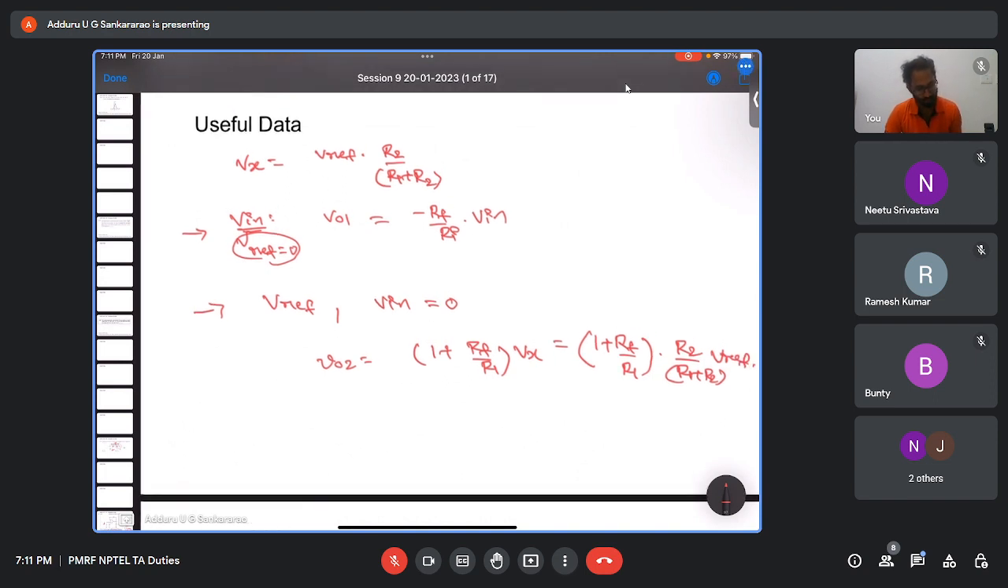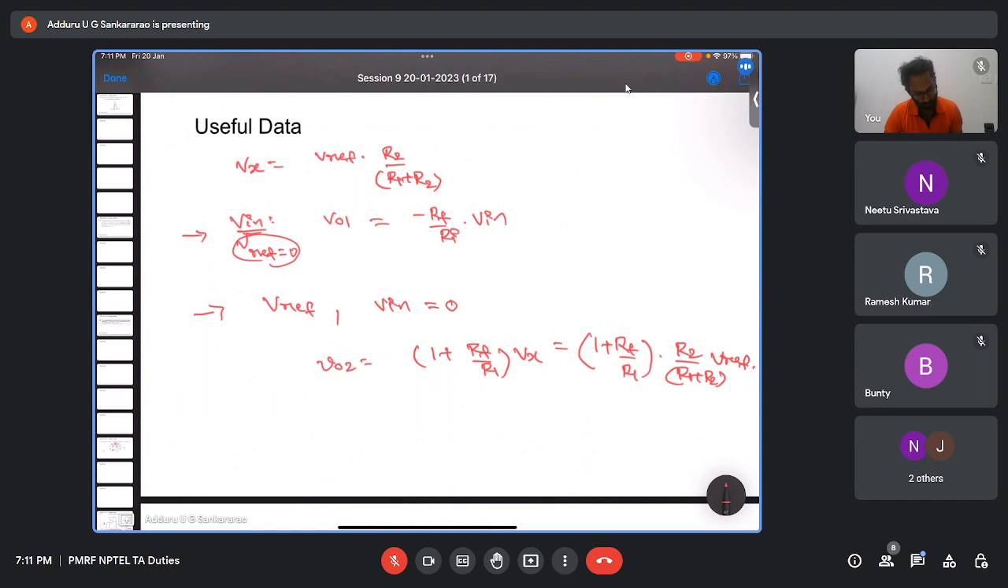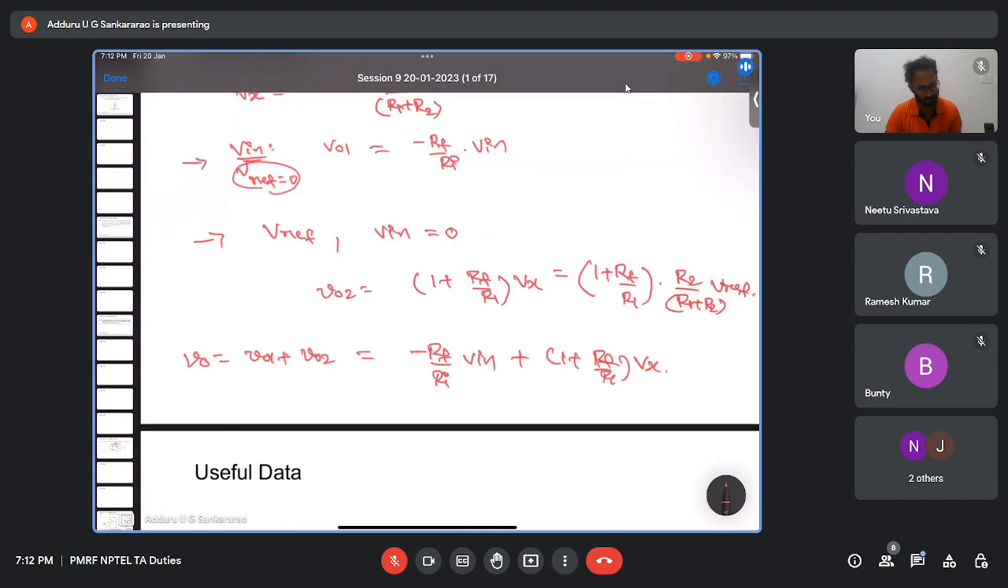Now, what is the output voltage? The total output voltage is the sum of the individual ones. Add both: V01 plus V02. V01 is minus Rf by R1 into Vin, plus 1 plus Rf by R1 into Vx. Just Vx as it is I'm writing.